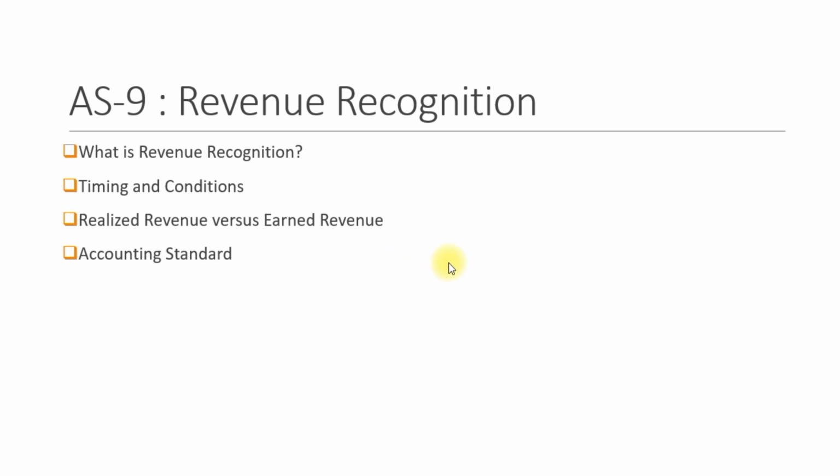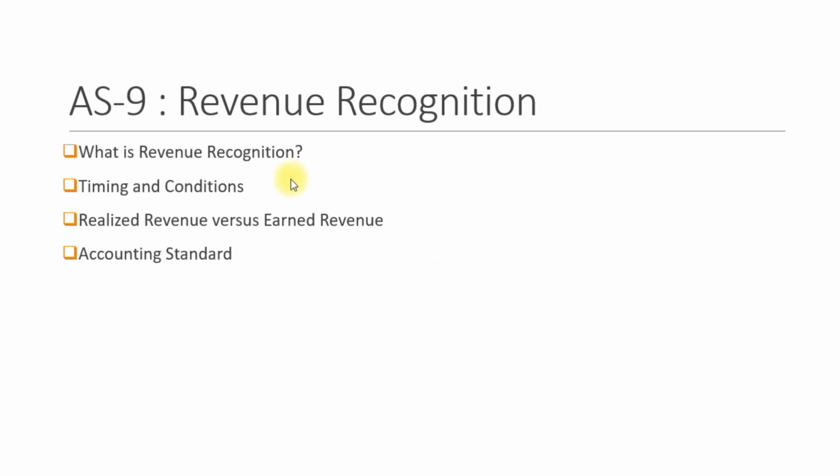So first, what is revenue recognition? Revenue recognition, a principle of accrual accounting, requires that revenue is recognized in the income statement in the period in which it is earned and realized, not when all cash is received. So according to the standard, revenue should be recognized when realized and earned. It has nothing to do with cash being received. In addition to that, the revenue has to be earned and realized.